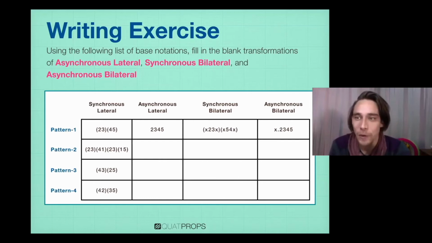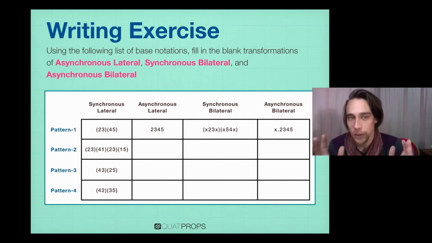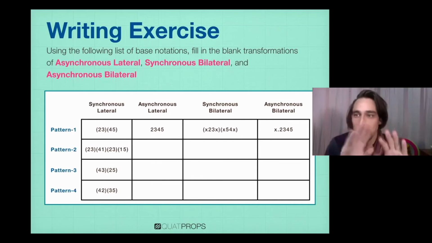The first pattern, pattern 1, is our example. You can look at pattern 1 and say, okay, synchronous lateral is our base. We call it our base formation because it's where we start. So synchronous lateral is always our base. And 23, 45. So if I wanted to go from 23 to 45, I want to make an asynchronous lateral.